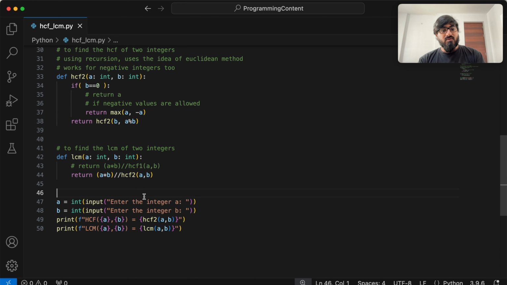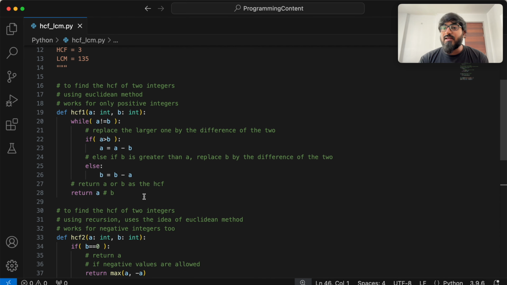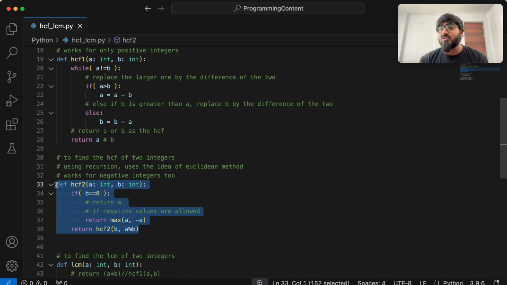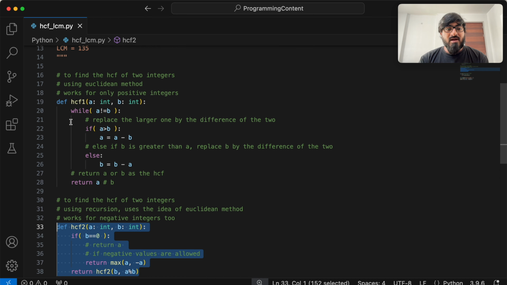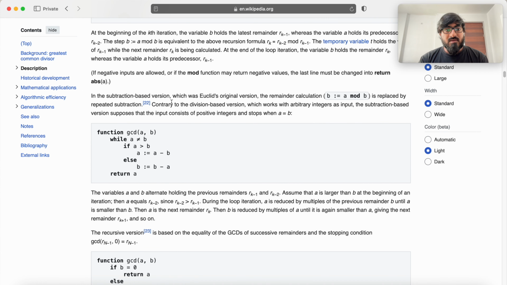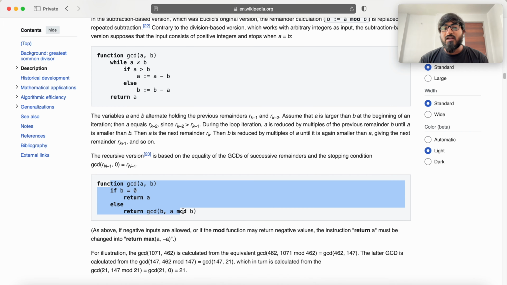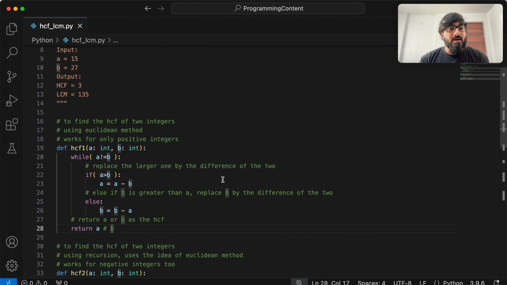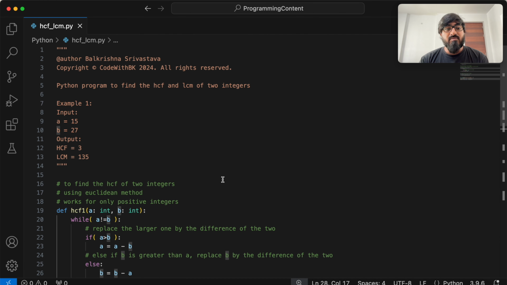So this was the Python program to find the HCF and LCM of two integers. And the code that you should remember here is this one. This is a very standard solid code, runs very fast as well, and you can remember this for the concept. So this was the original Euclidean method. If you go back to the subtraction based version, that was Euclid's original version. It's often confused with this one because the inspiration for this method is derived from it.